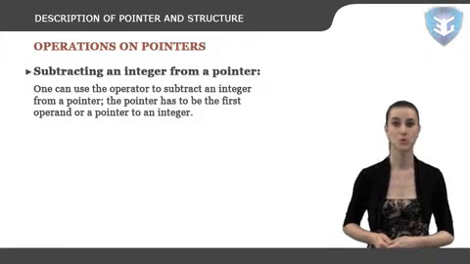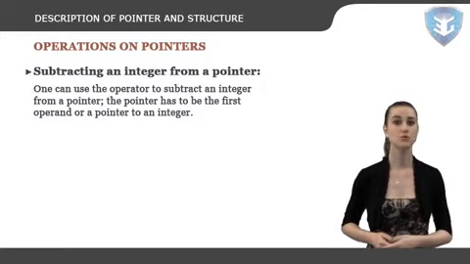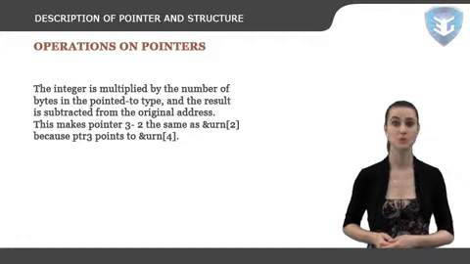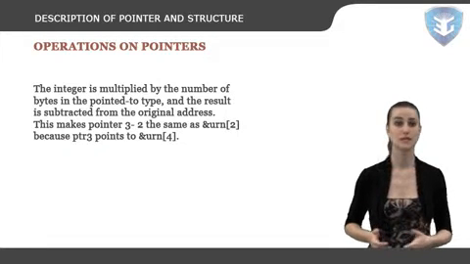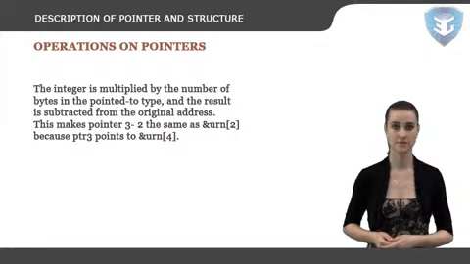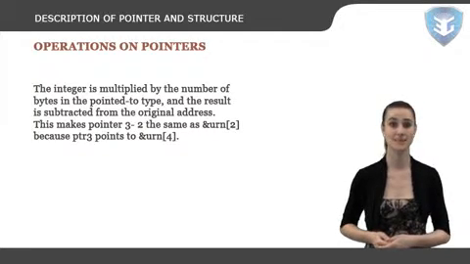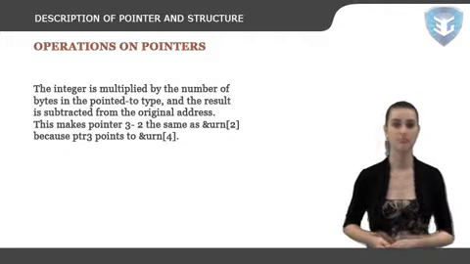Subtracting an integer from a pointer. One can use the - operator to subtract an integer from a pointer. The pointer has to be the first operand. The integer is multiplied by the number of bytes in the pointed-to type, and the result is subtracted from the original address. This makes ptr3 - 2 the same as &urn[2], because ptr3 points to &urn[4].